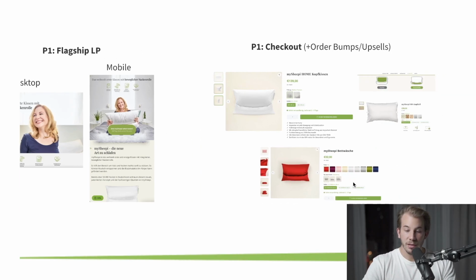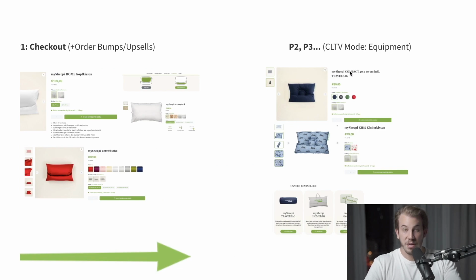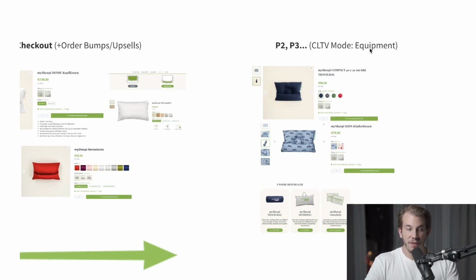which is a small travel pillow. And this is actually this one here. It's now called MySheepy Compact. So the brand is called MySheepy, and the pillow is called Compact. It used to just be called MySheepy Travel. And this is smaller. This only costs around 80, 90 euros.